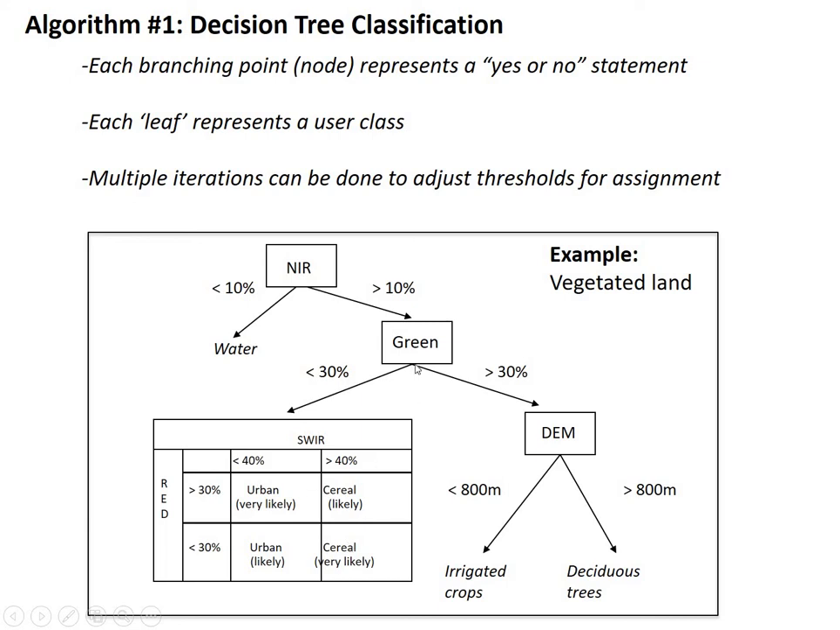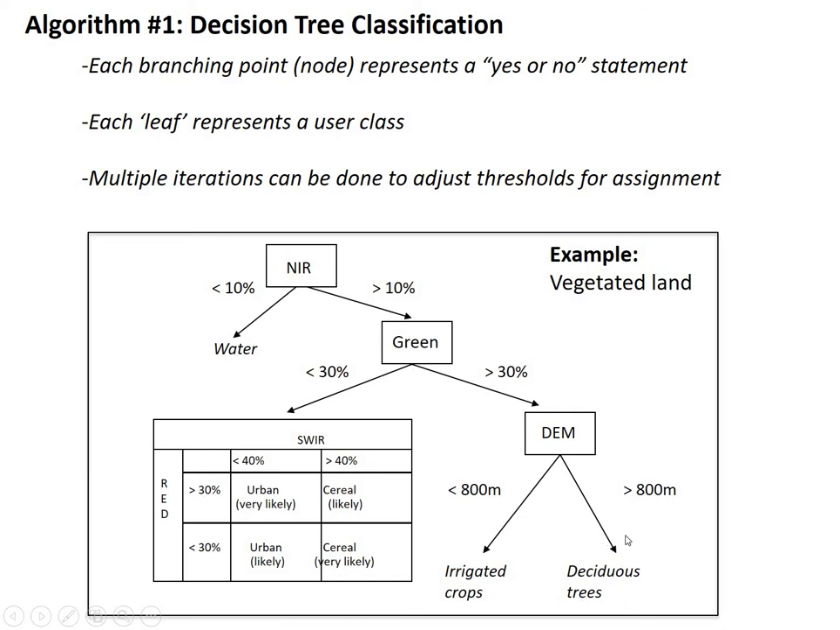And likewise, if it was reflecting greater than 30% in the green, we'd go down this. And then, now this is interesting, here in this example, we're actually going to consider elevation. We're going to bring in something that's not spectral data, some other type of data. In this case, it's going to be elevation from a digital elevation model, a DEM. So if it was a green pixel, if it's less than 800 meters, we're going to categorize it into irrigated crops, right? Farm fields are in the valleys at low elevation. If it's greater than 800 meters, up on a mountainside, we're going to call it a deciduous tree.